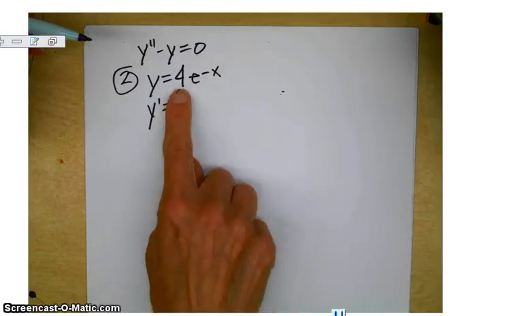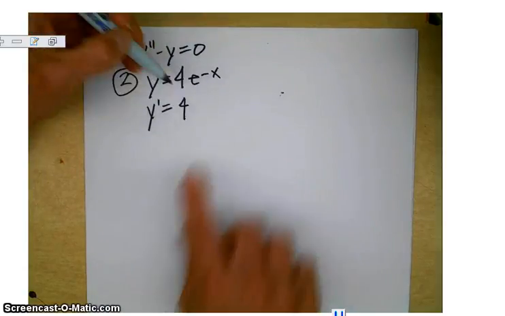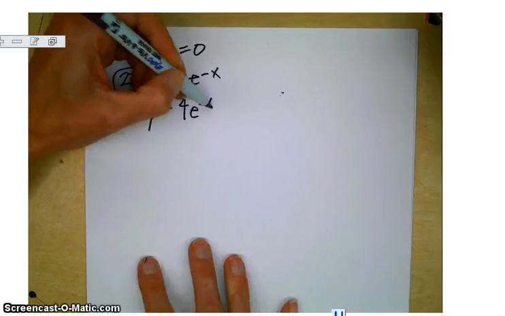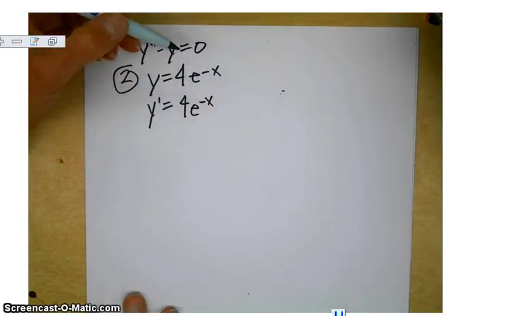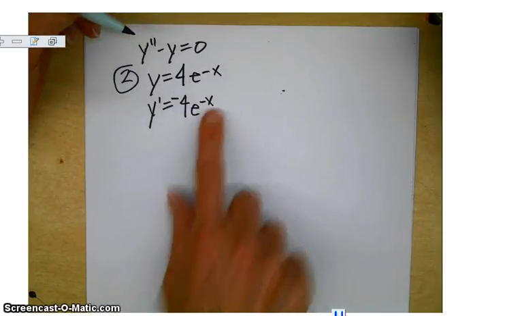Well, constant multiple rule, so the 4 is just going to sit there. What's the derivative of e to the u? e to the u times du, u prime. What's the derivative of negative x? Negative 1. So the derivative will be negative 4 e to the negative x.